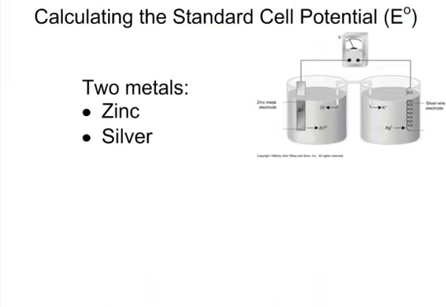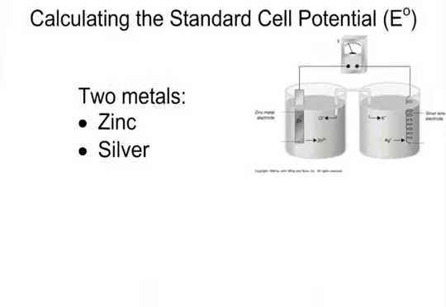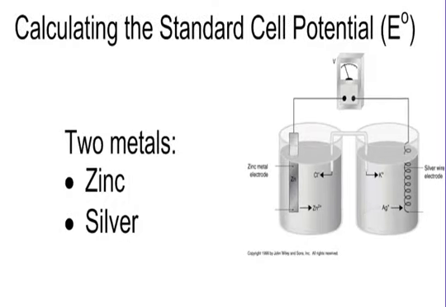We're going to start off by finding out how to calculate the standard cell potential, this E with this little degree symbol. That little degree symbol means standard. At 25 degrees Celsius, it's standard conditions. And we have two metals: we have zinc and we have silver.